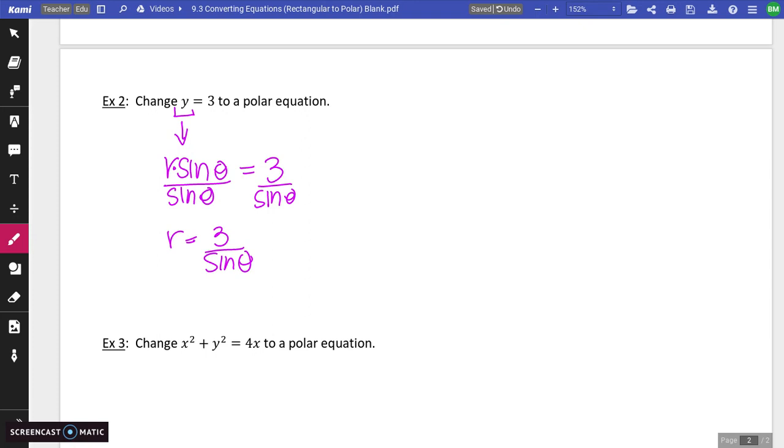Now, we don't typically leave a fraction like this, but from our identities unit, we know anything divided by sine, when sine is on the bottom, we can use that reciprocal function. So it's 3 times cosecant of theta. Because remember from the last unit, sine equals 1 over cosecant.